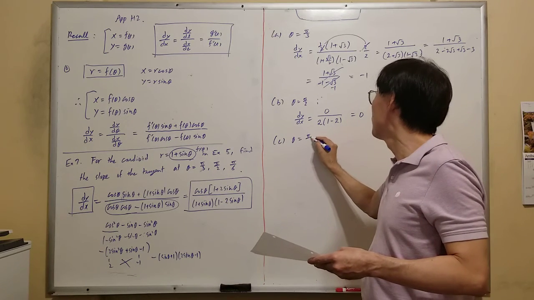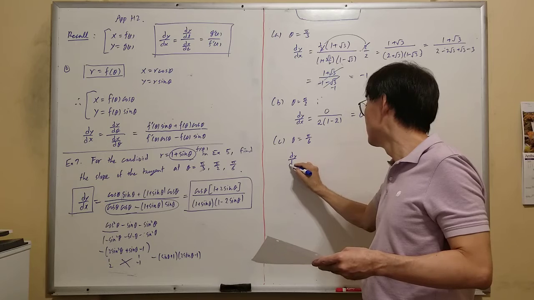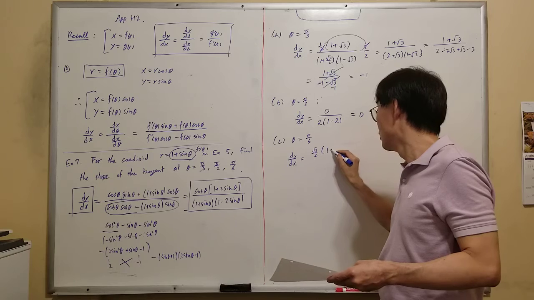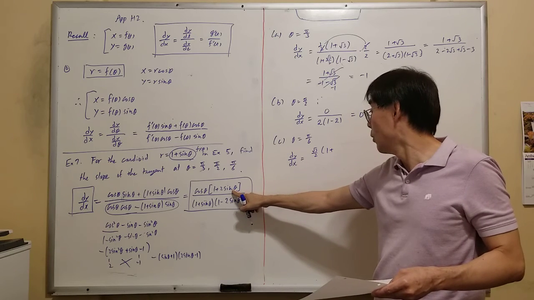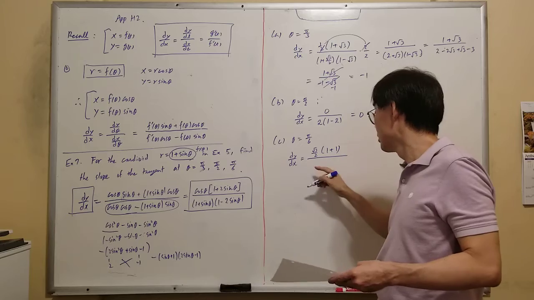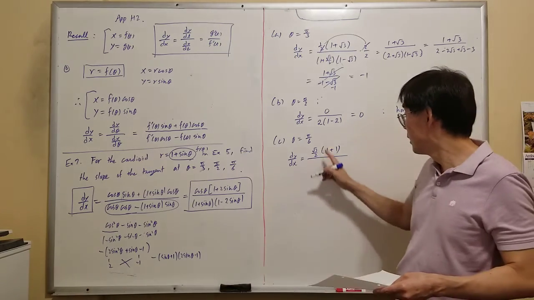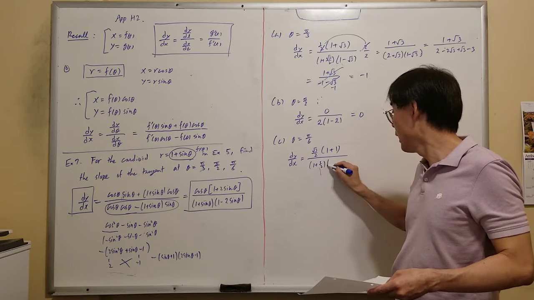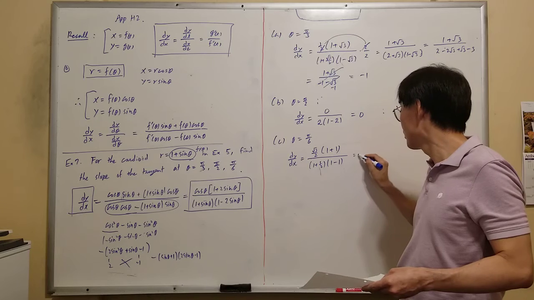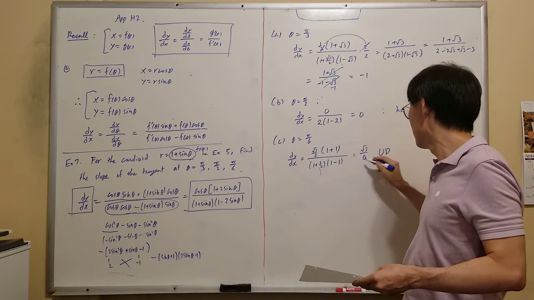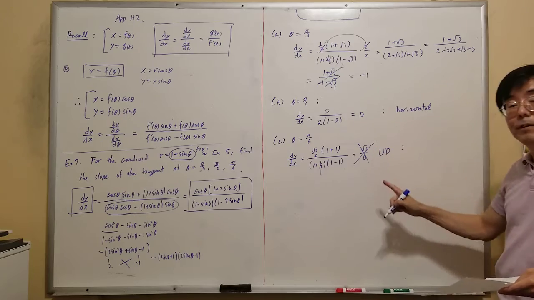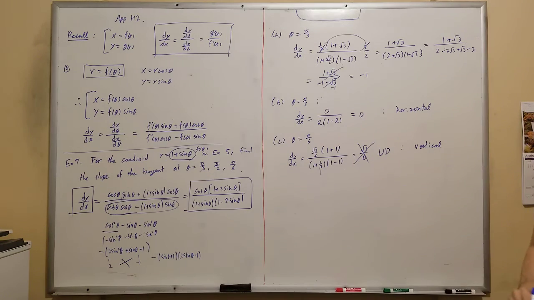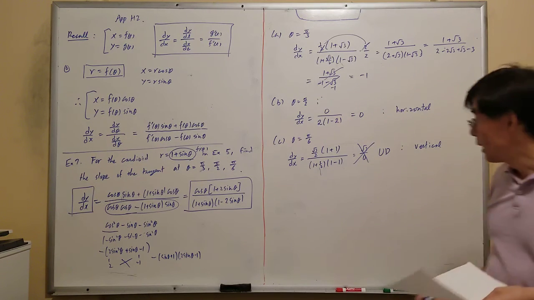C, theta equals pi over 6. Pi over 6, square root of 3 over 2, 1 plus 1/2, so plus 1. So the 2 cancels, square root of 3 in the numerator. 1 plus 1/2 and 1 minus 1. So square root of 3 over 0. Undefined, going to infinity or negative infinity. Vertical tangent line. Okay?